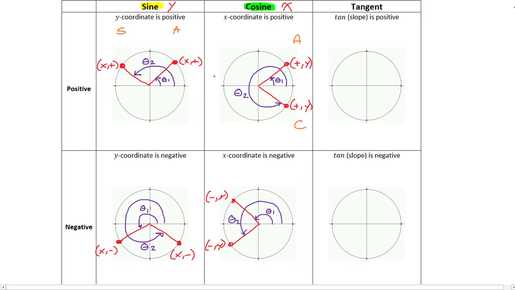The third option is tan. So you can use your CAST rule and think about where tan is positive, right? You can use the CAST rule, and it says they're all positive here and tan is positive down here.